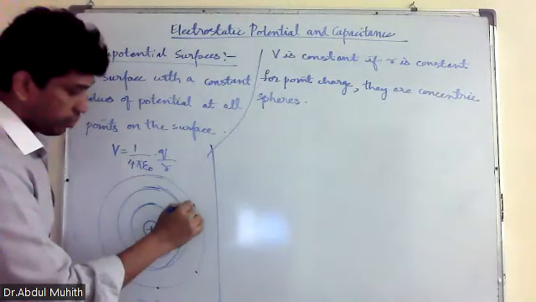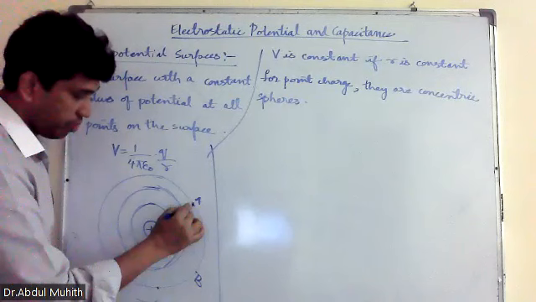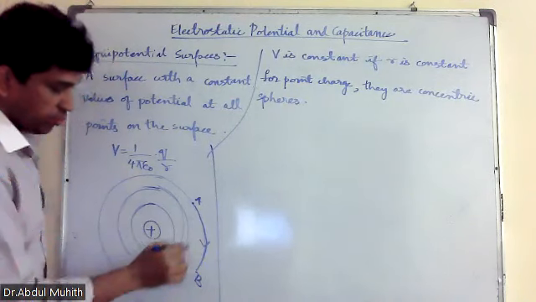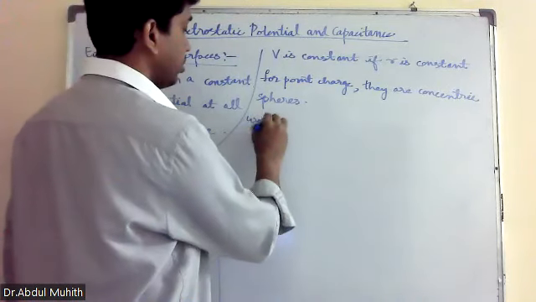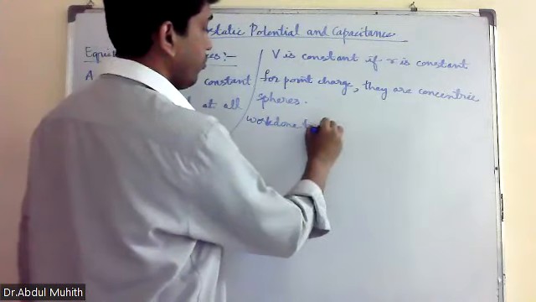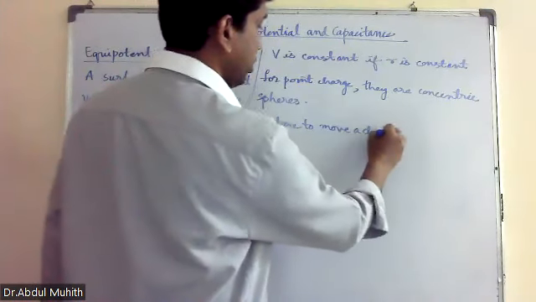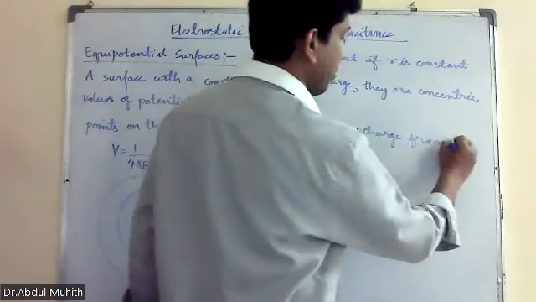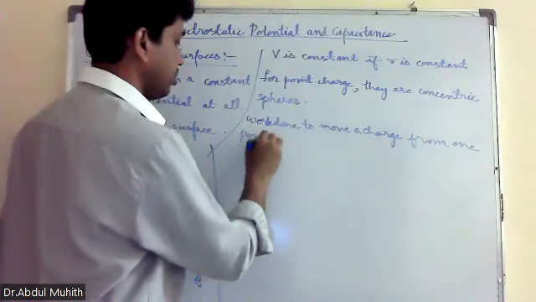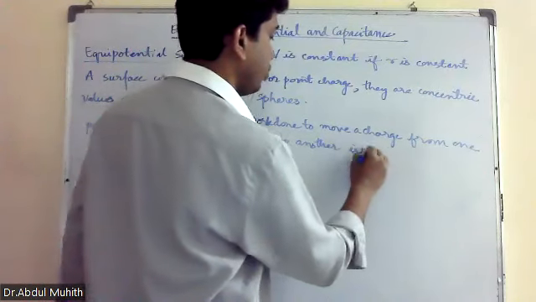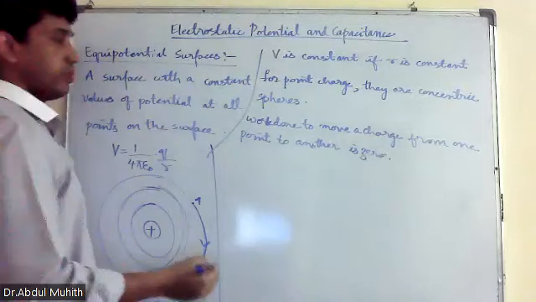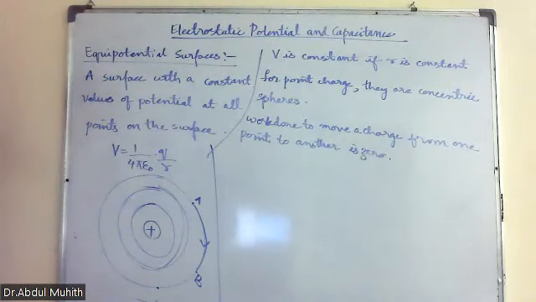Work done to move a charge from point A to point B, suppose how much is the work done? The work done is 0. I'll write one more definition here. Work done to move a charge from one point to another is 0. Such surfaces are known as equipotential surfaces.